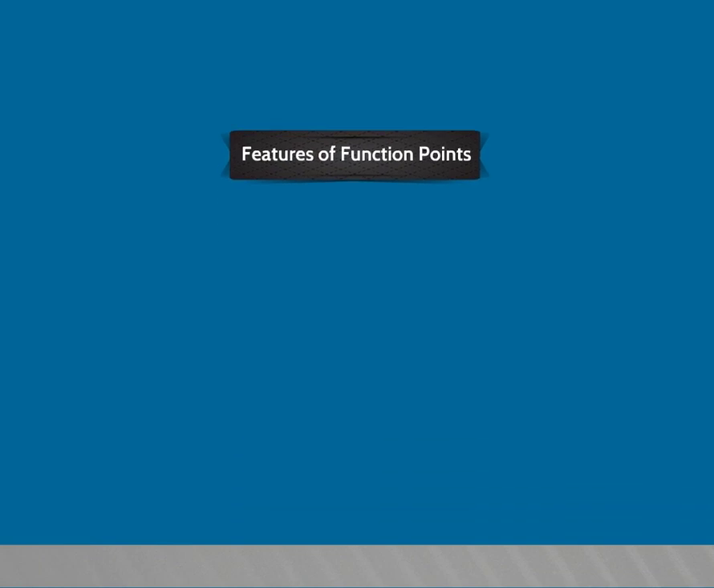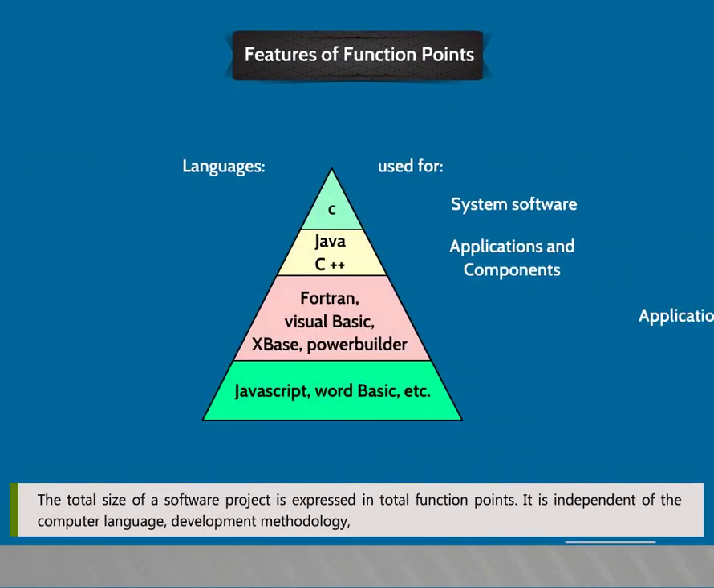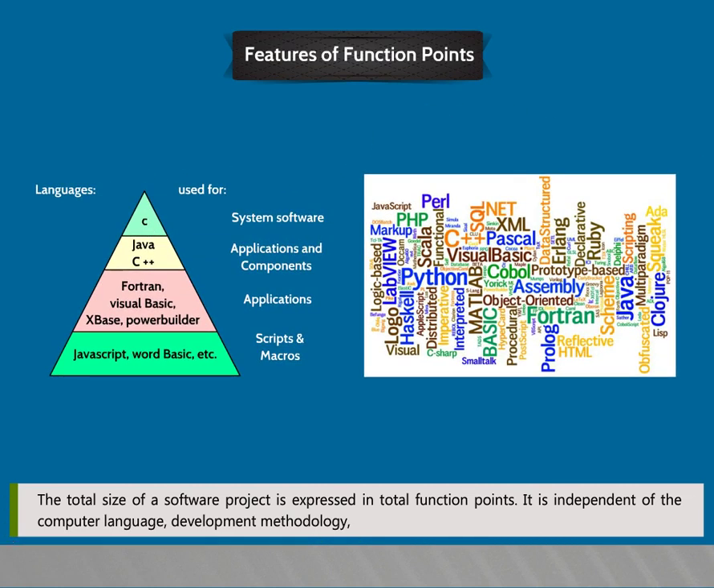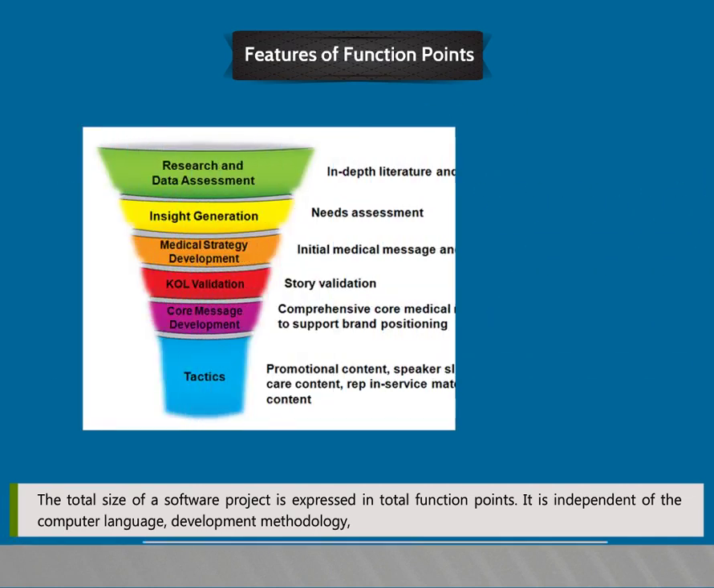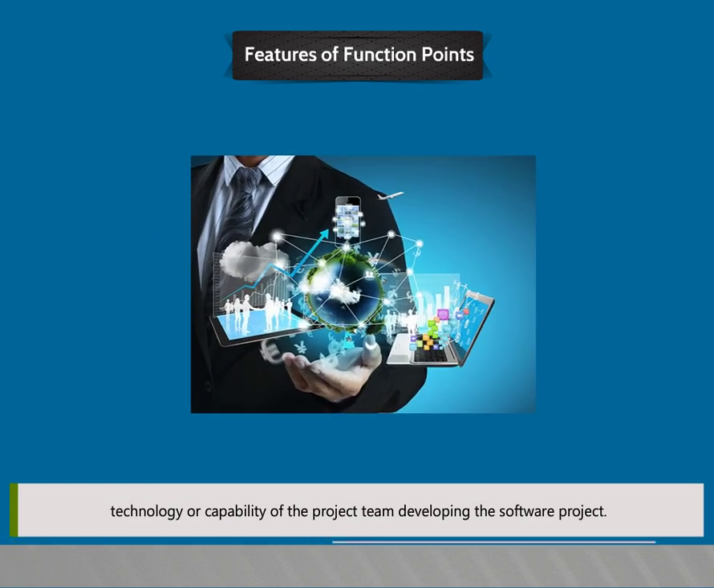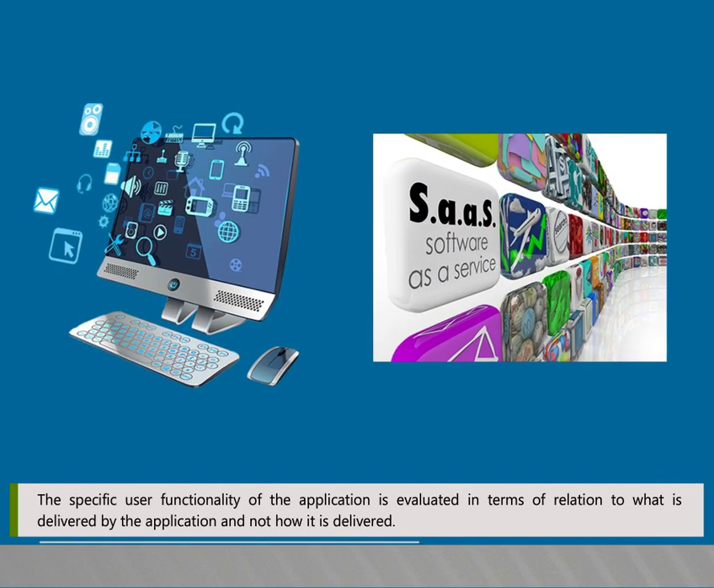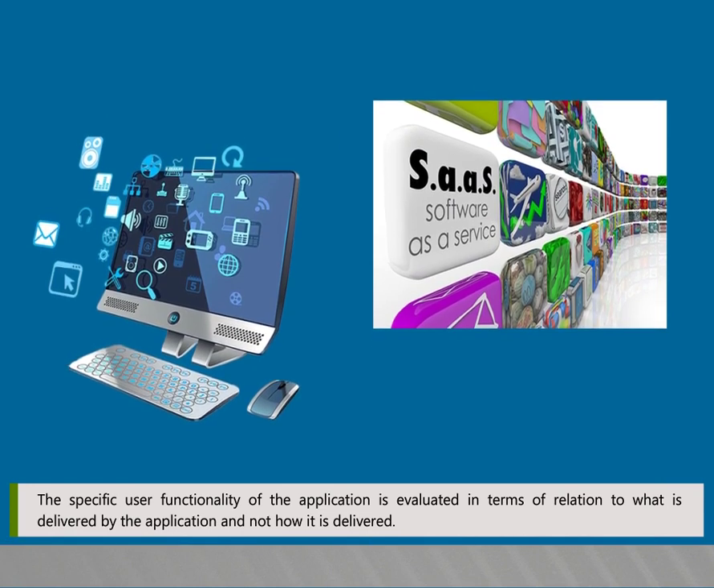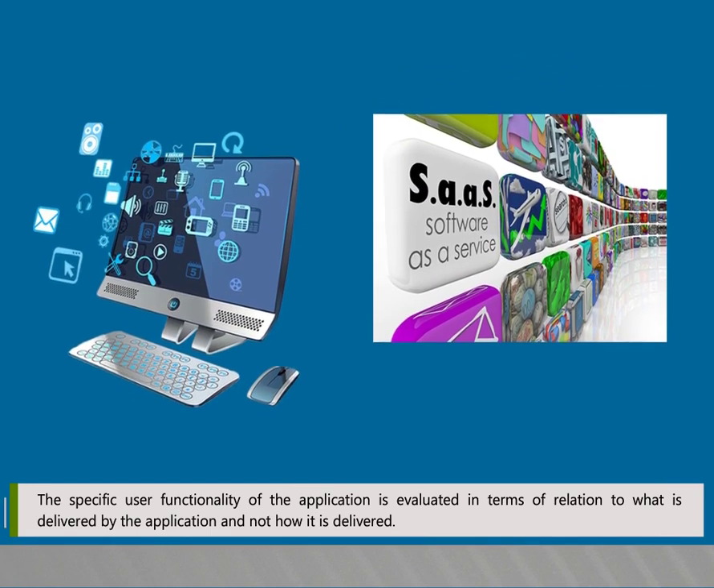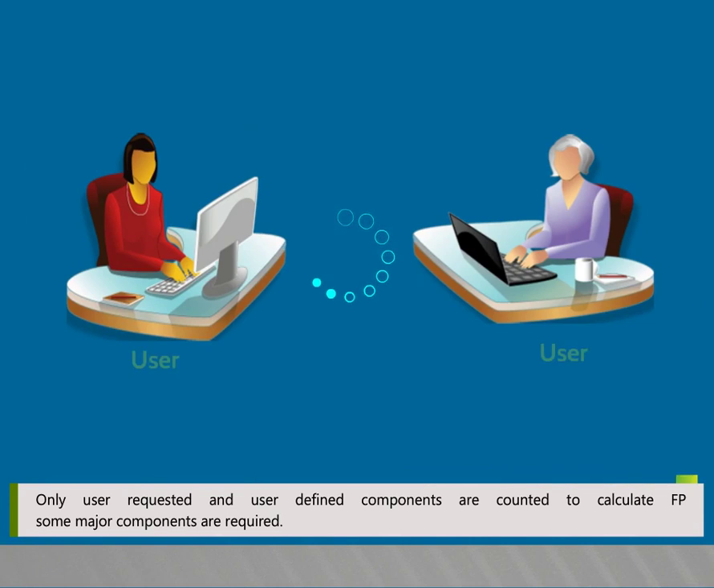Features of function points. The total size of a software project is expressed in total function points. It is independent of the computer language, development methodology, technology, or capability of the project team developing the software project. The specific user functionality of the application is evaluated in relation to what is delivered by the application and not how it is delivered. Only user-requested and user-defined components are counted.